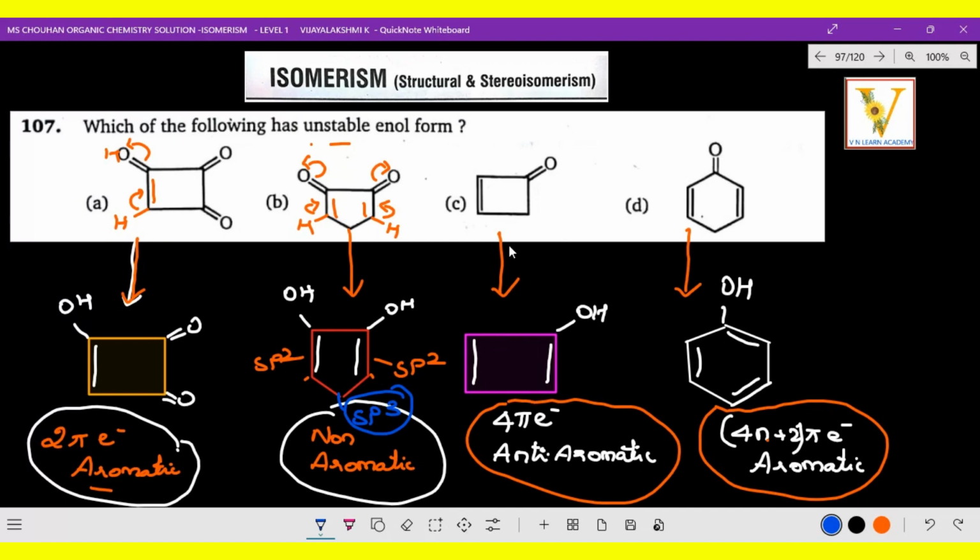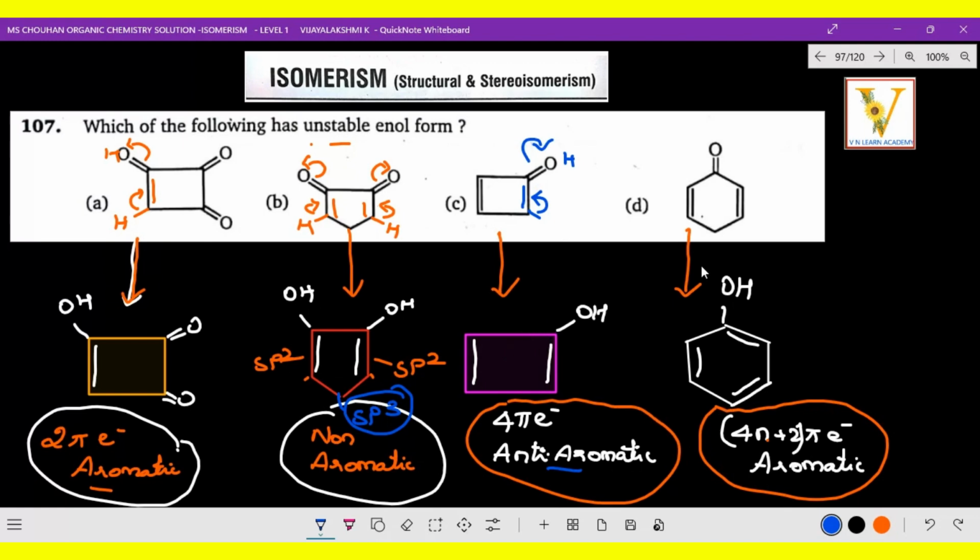And next one, here in this point, there is a double bond here, and here a double bond. Now here, alpha hydrogen transfer of electron, and you will get OH, and here you will get the double bond. So here 4 pi electrons, and 4 pi electrons means it is 100% anti-aromatic. So anti-aromatic is highly unstable, right?